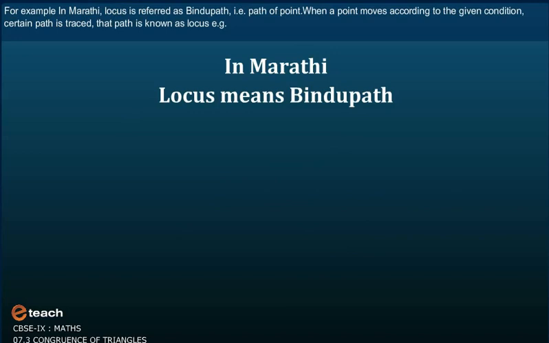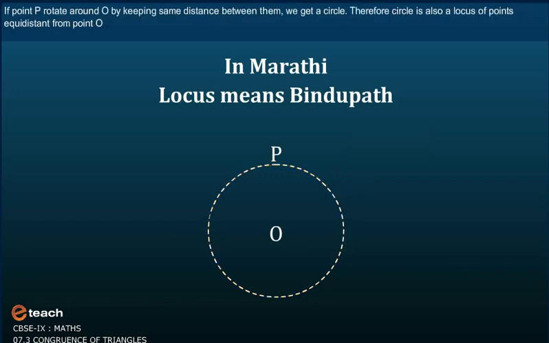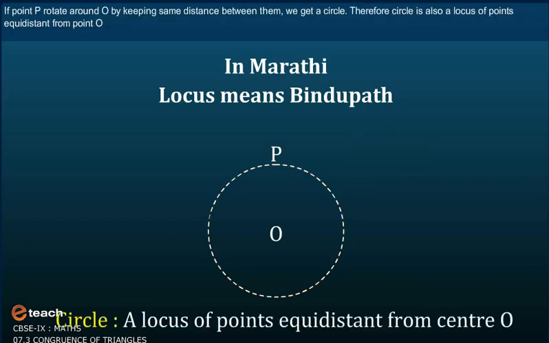For example, in Marathi, locus is referred to as bindu path, that is, path of point. When a point moves according to the given condition, a certain path is traced. That path is known as locus. For example, if point P rotates around O by keeping the same distance between them, we get a circle. Therefore, a circle is also a locus of points equidistant from point O.